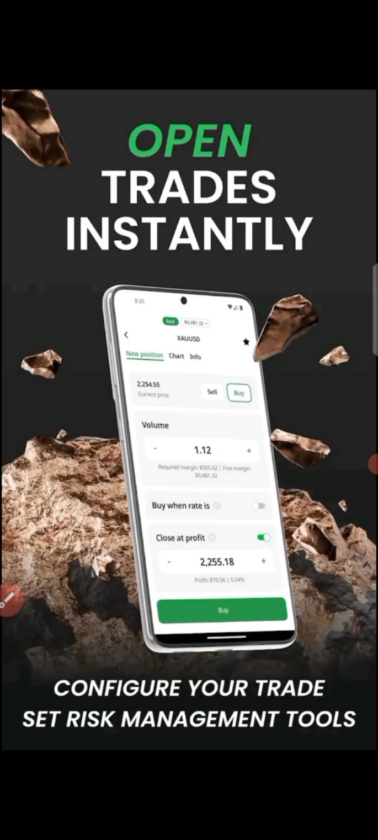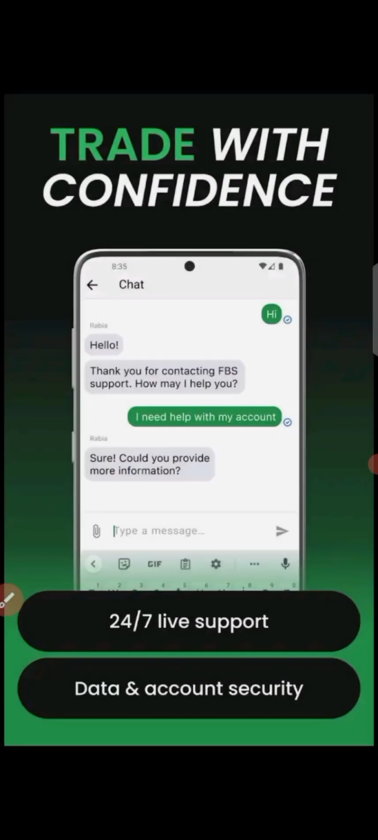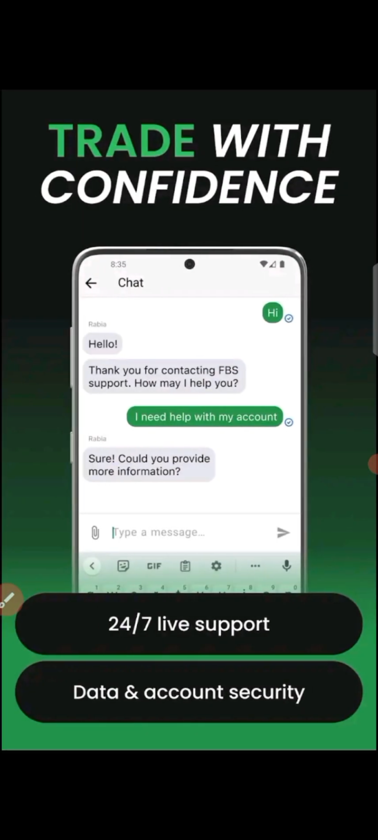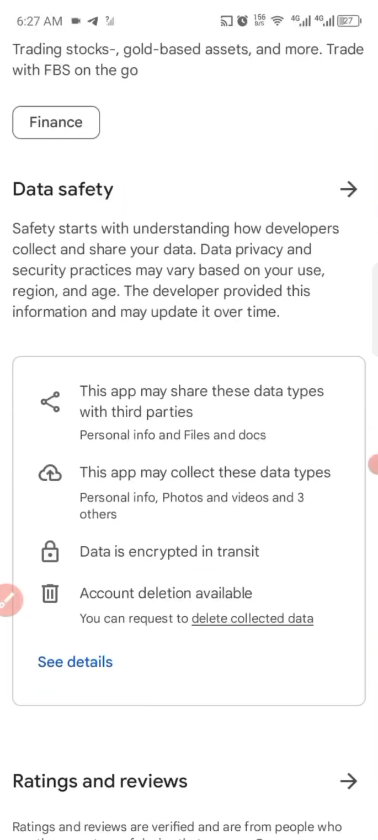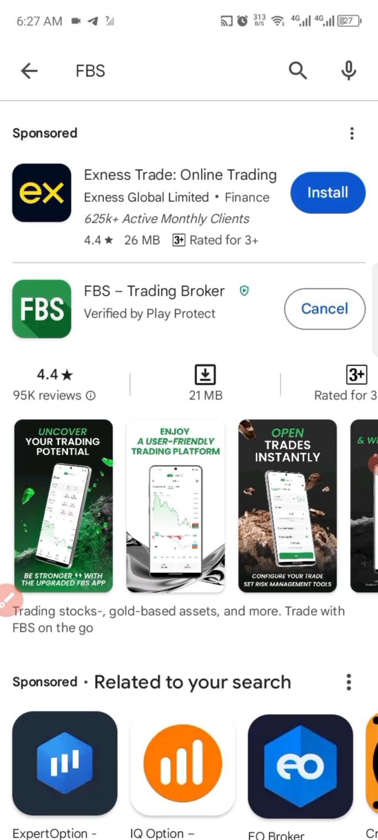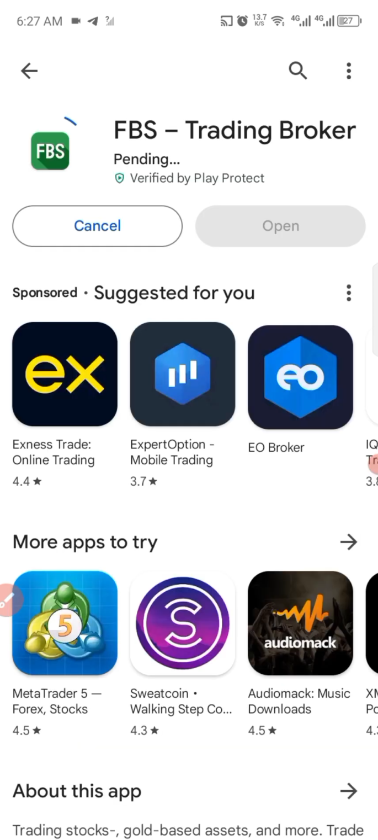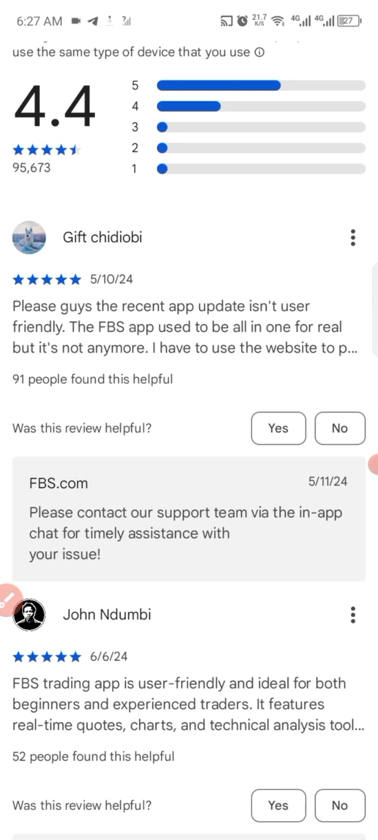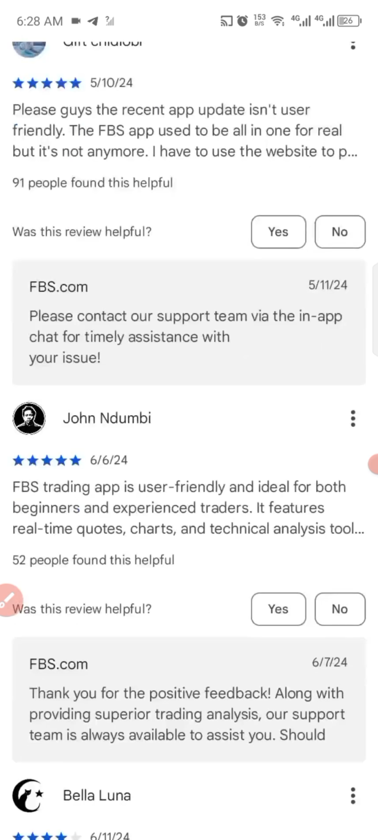So this is the app that I use for the analysis and all of that. Let's go straight to download the app. I have it on my other phone, which I'm actually using. Let's click install, and while the app is installing, let's try to see. Please guys, the recent app update isn't friendly. The FBS app used to be an EO for real, but it's not anymore. The FBS trading app is user friendly and deals with both beginners and experienced traders.